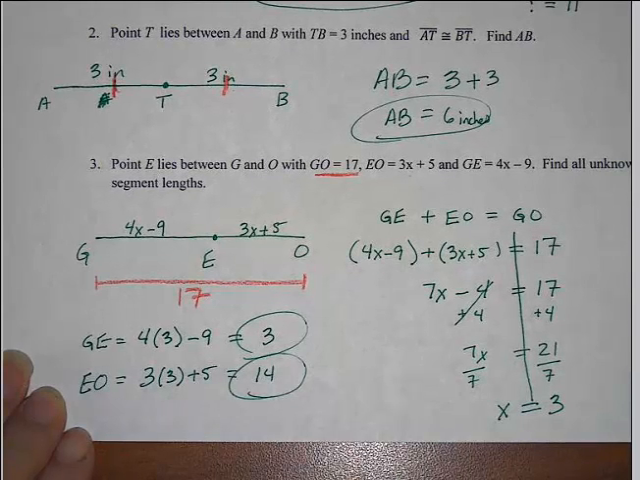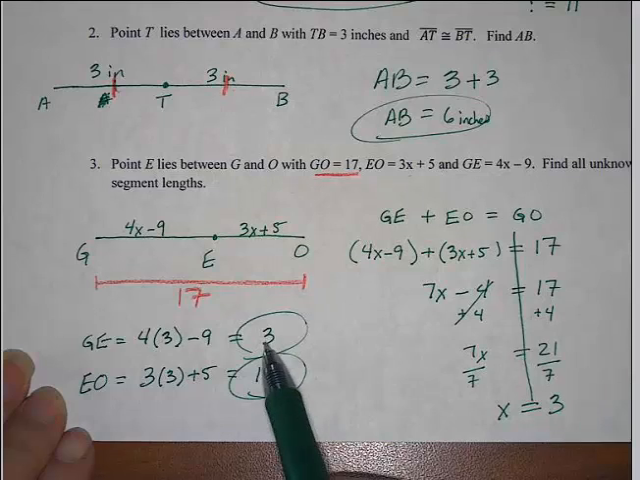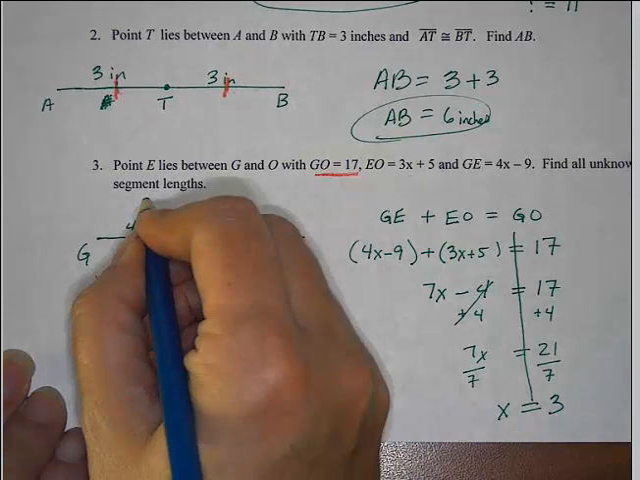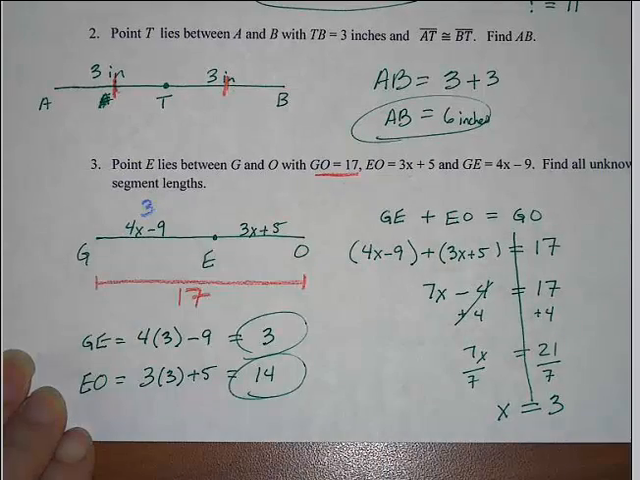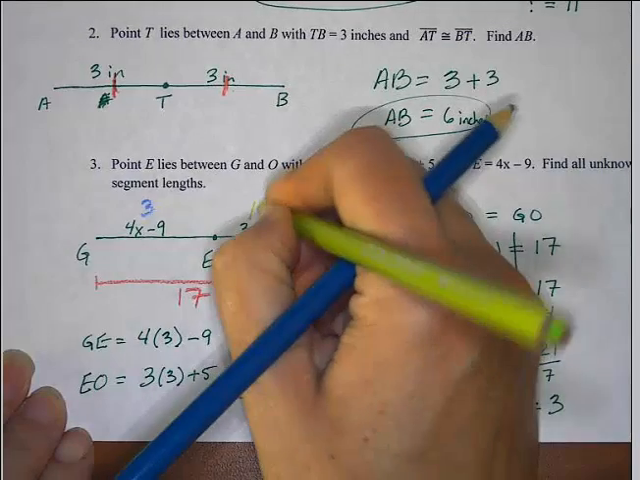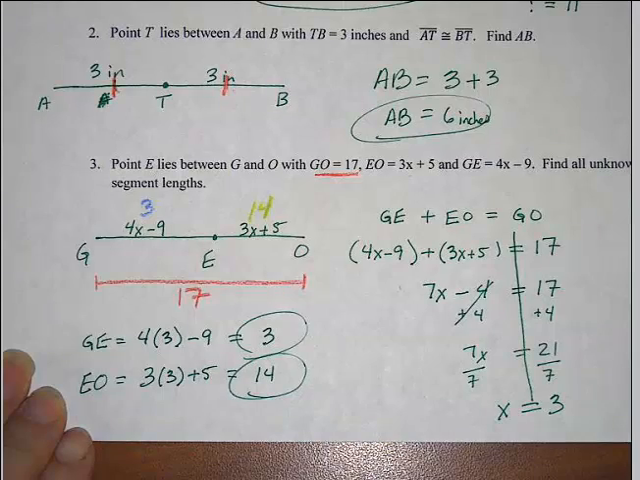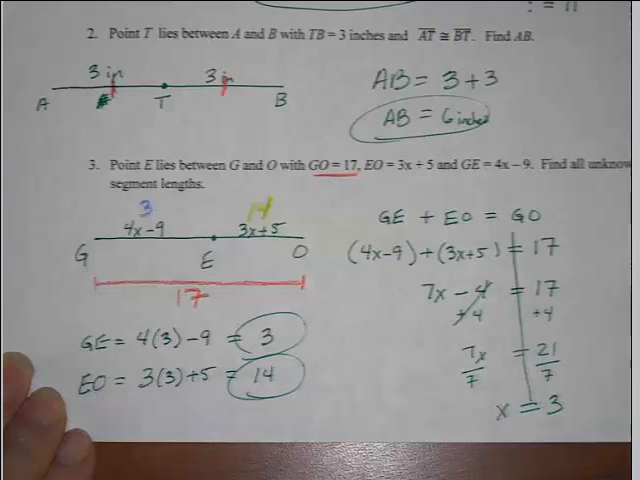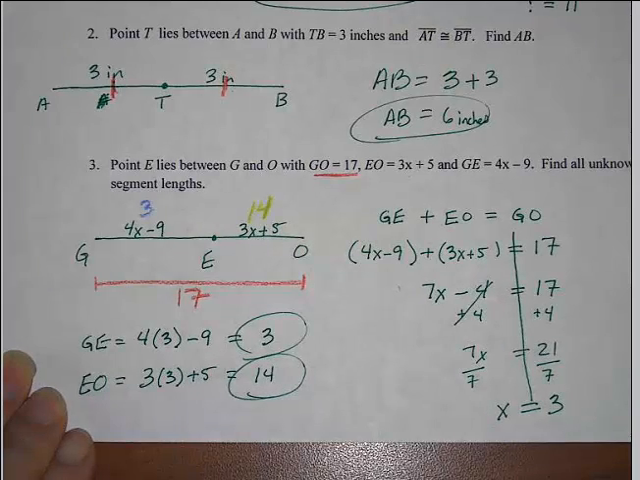And I love this because we can check our work. Do our two pieces, 3 and 14, add up to the right value? So if this is 3 on G to E, and this is 14 here from E to O, do they make our grand total of 17? Of course they do. So it's awesome. So that's how you do linear measure and the segment addition postulate.